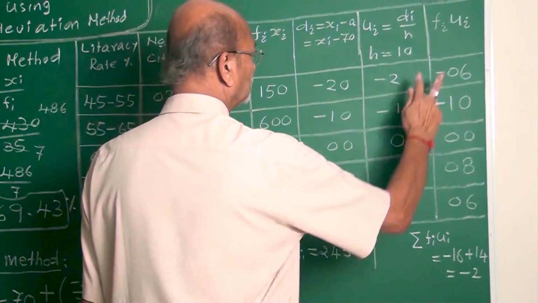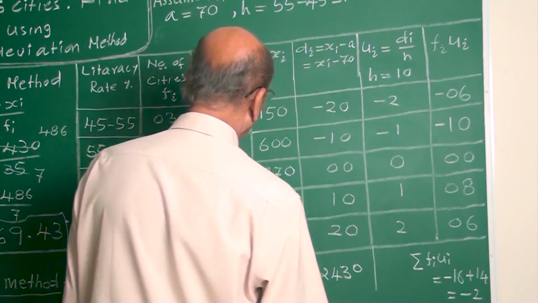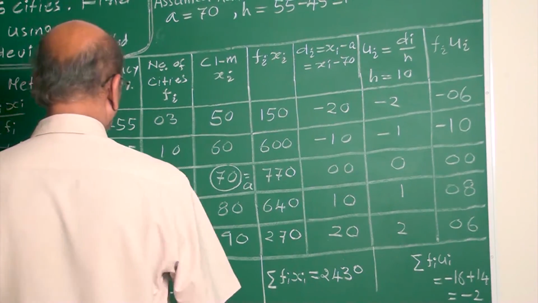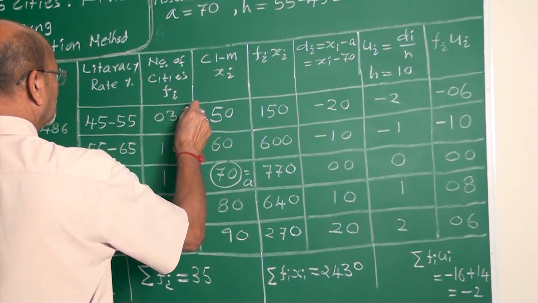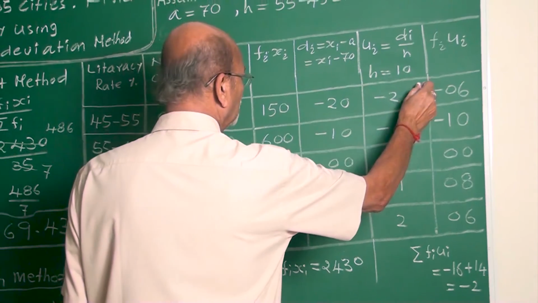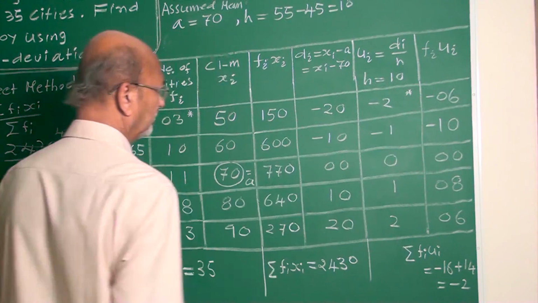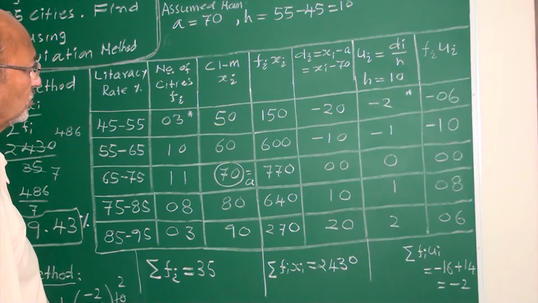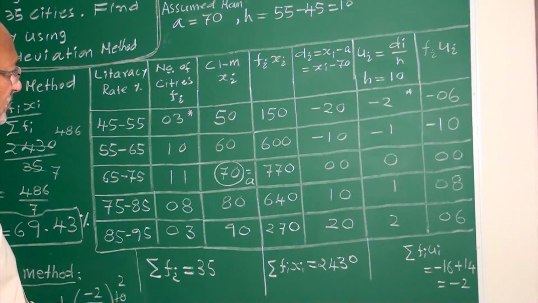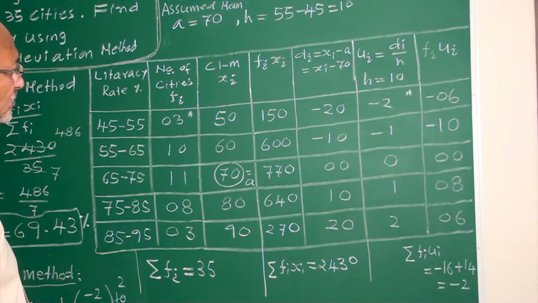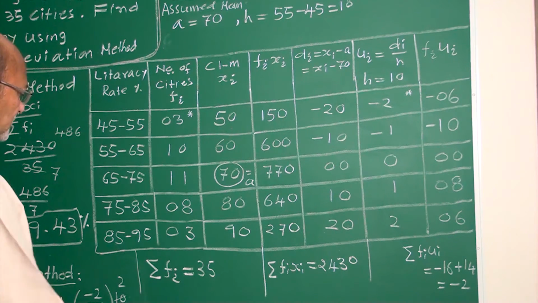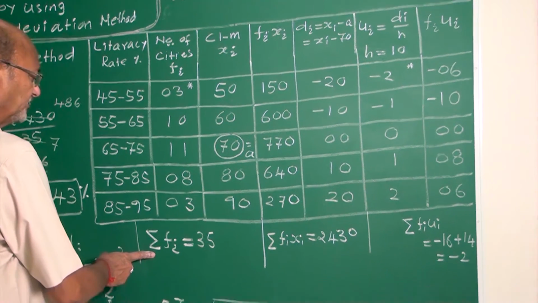Next, my friends, you have to find fi ui. This is fi, this is ui. 3 into minus 2, minus 6. 10 into minus 1, minus 10. 11 into 0, 0. 8 into 1, 8. 3 into 2 is 6. Three sums you have to find.